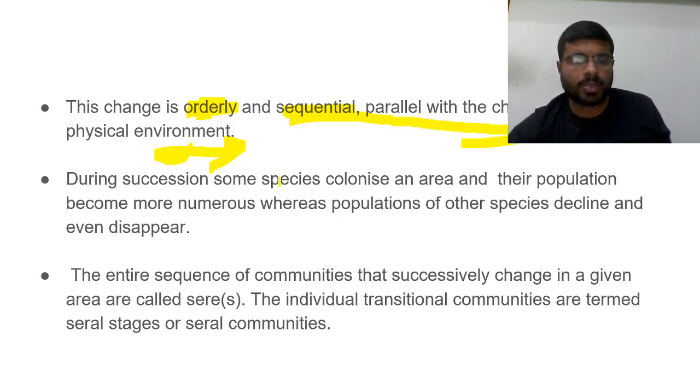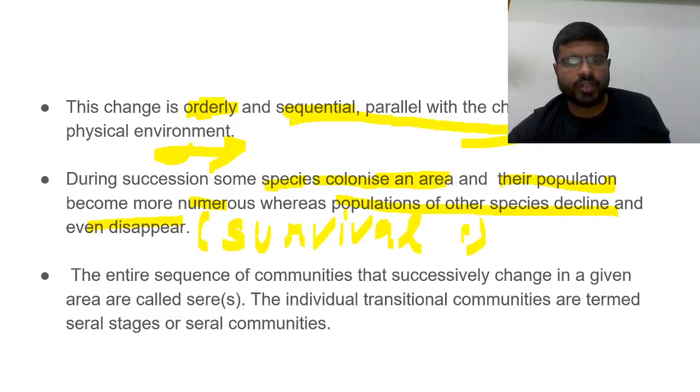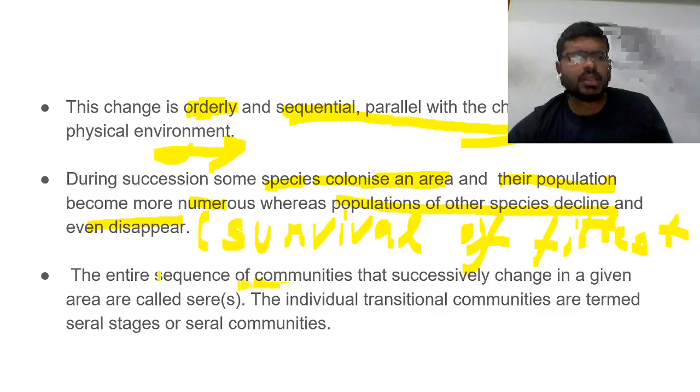During succession, what happens? Some species colonize an area. Their population becomes numerous, whereas the population of other species declines and even disappears. That's what I told you, Darwin's theory of survival of the fittest. Survival of the fittest. Then the entire sequence of communities which successively change in a given area are called a sere.